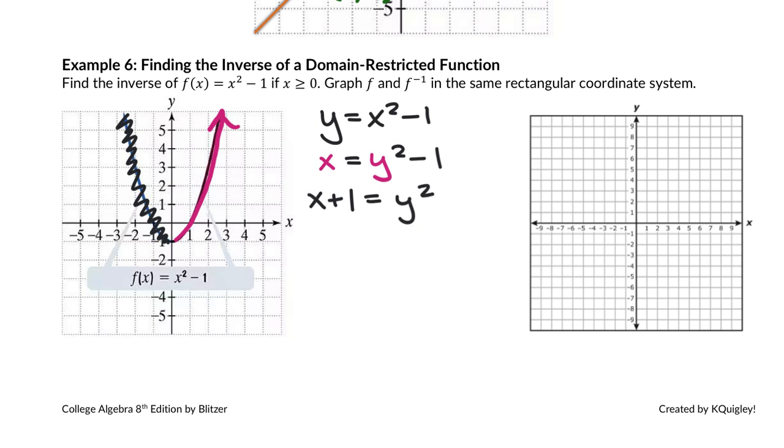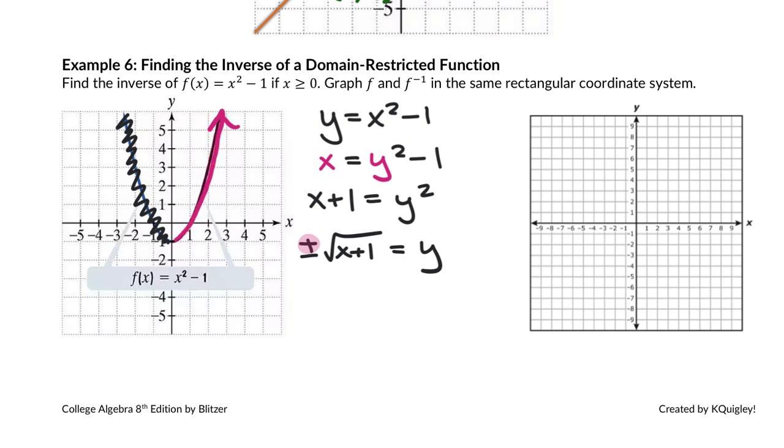How do you get rid of a square? Every time you take the square root of something, what do you have to put in front of it? Plus or minus. The square root of x plus 1 equals y. If we're going to graph this, we're only going to use part of both of these curves, meaning we're not going to use the positive and the negative version of this square root. We are only going to use the positive version since we only have the positive part of this parabola.